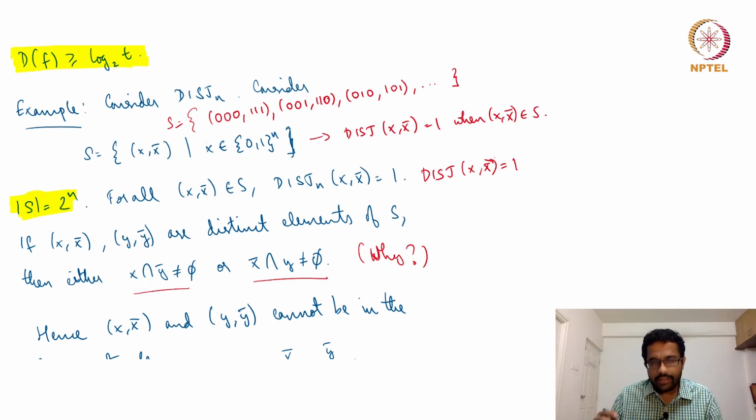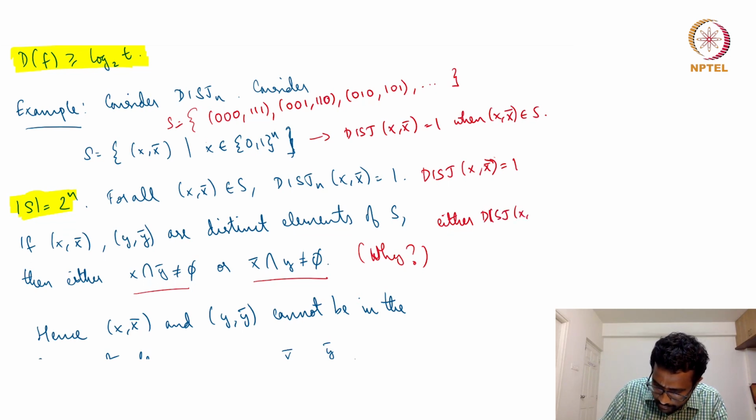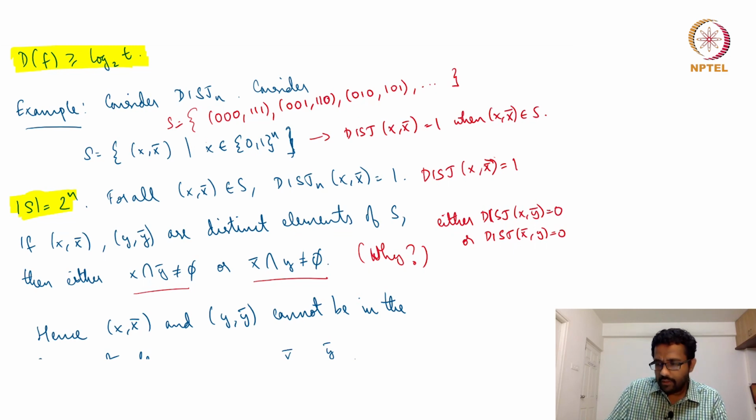But if you take 2 distinct entries of X complement and Y complement, either X and Y complement intersect or Y and X complement intersect, which means that either disjointness of X and Y complement equal to 0 or disjointness of X complement and Y equal to 0. So now you can see why they cannot go to the same leaf.